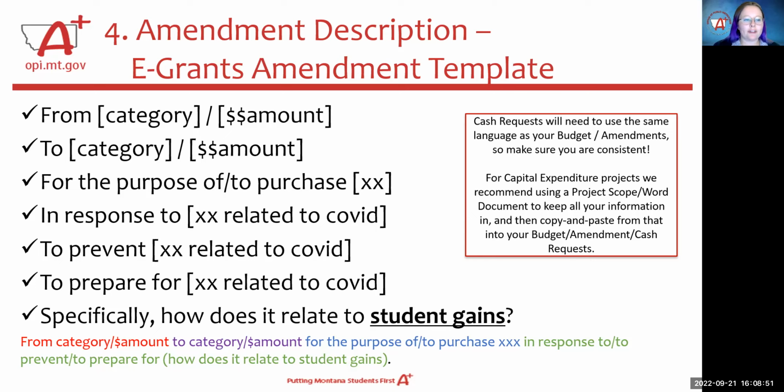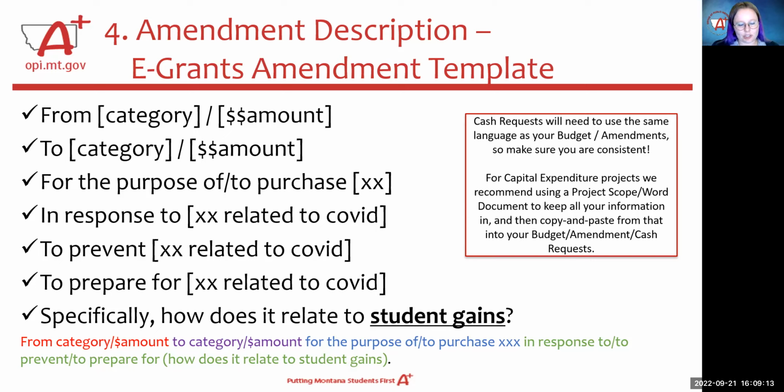And then the next part, for the purpose of, or to purchase, whatever it is that the amendment was changing the budget to purchase. So for example, let's say this purchase was for Chromebooks. You moved $1,000 from 100 into 600 in order to purchase Chromebooks for students. So that would be what the purpose is.